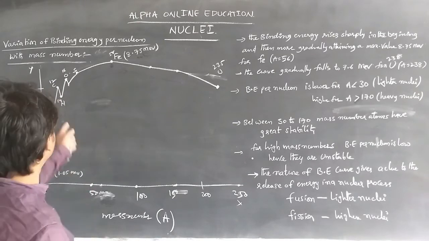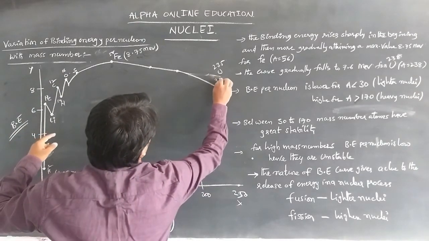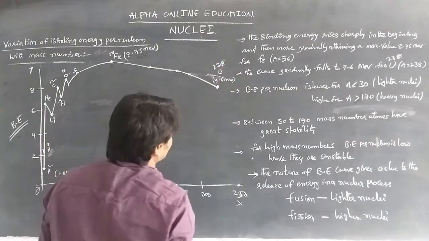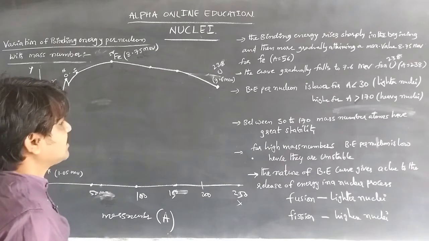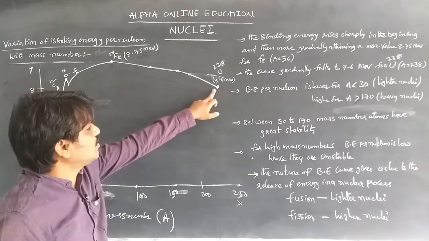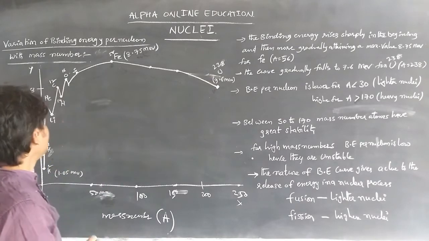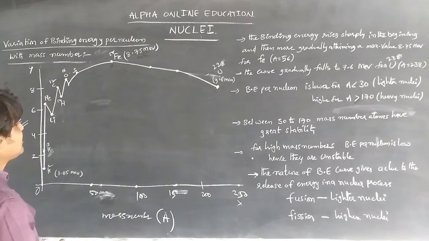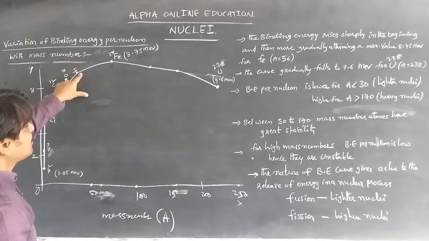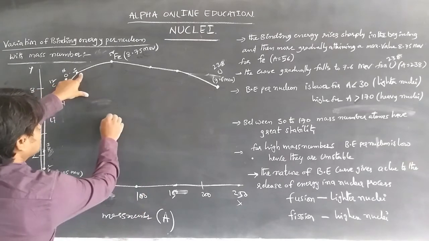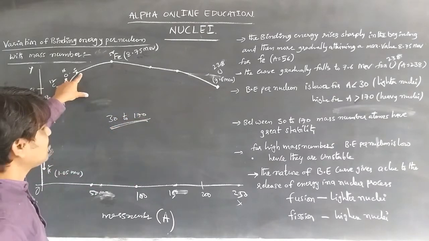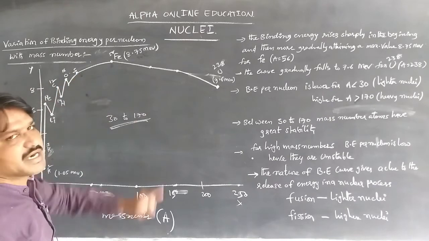The curve gradually falls to 7.6 mega electron volts for uranium. We can get uranium 238 naturally in nature. That means if we observe atomic mass numbers from 30 to 170, the medium atoms are more stable than the neighboring atoms.